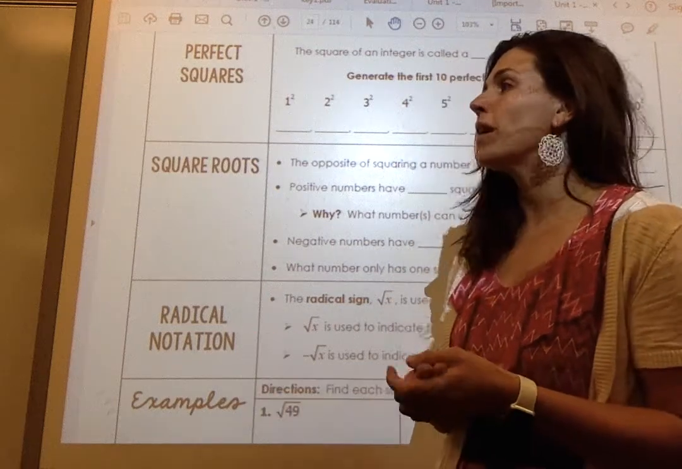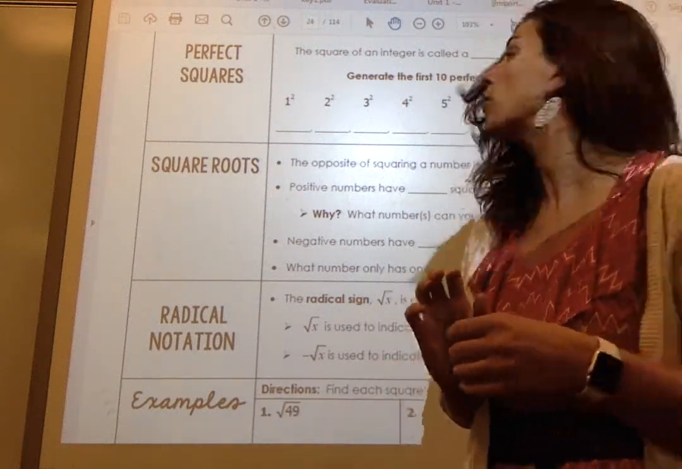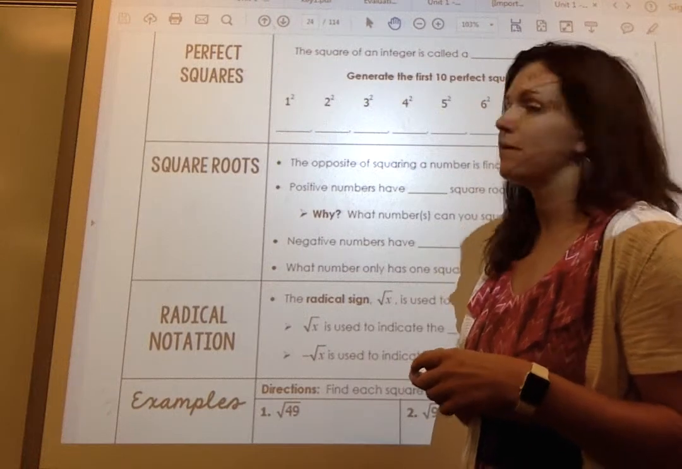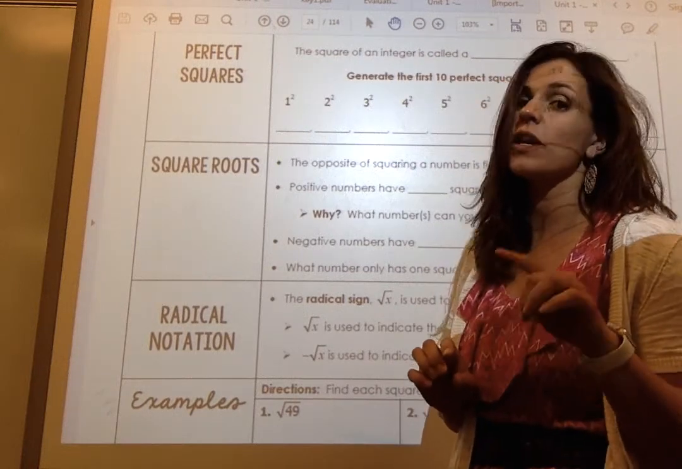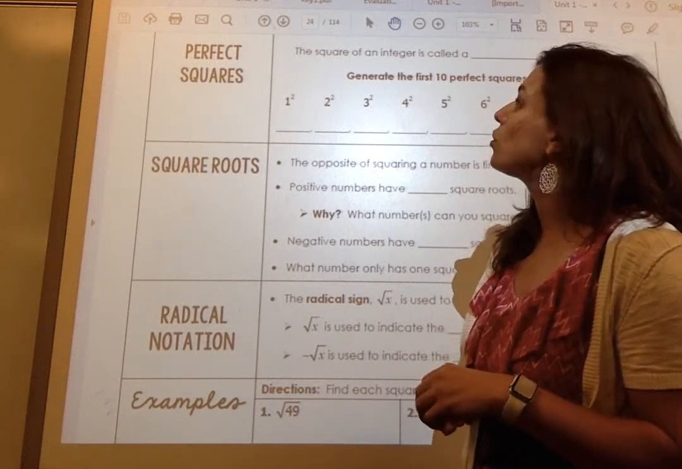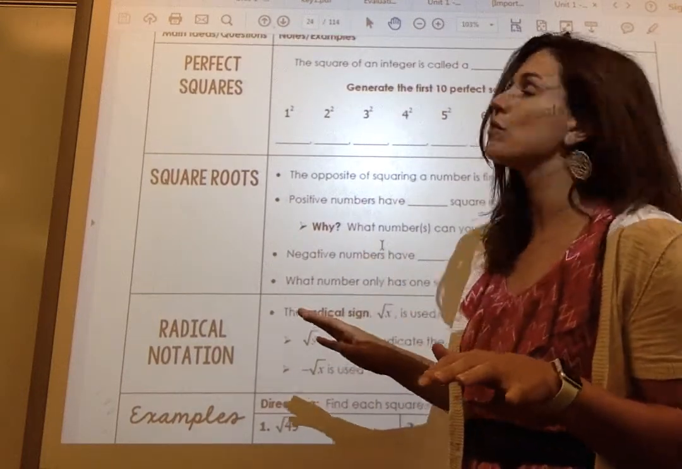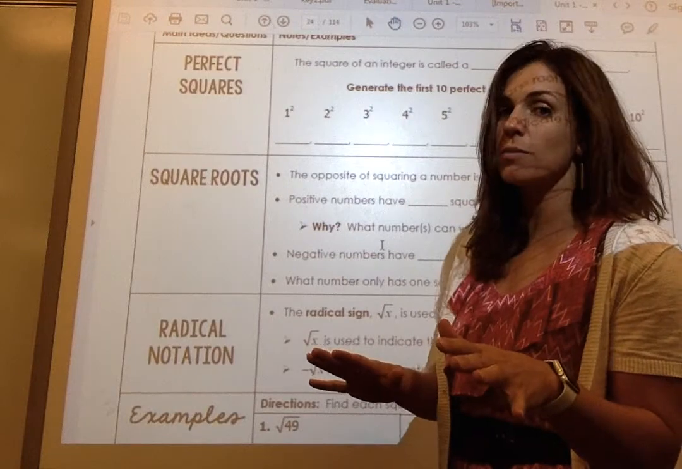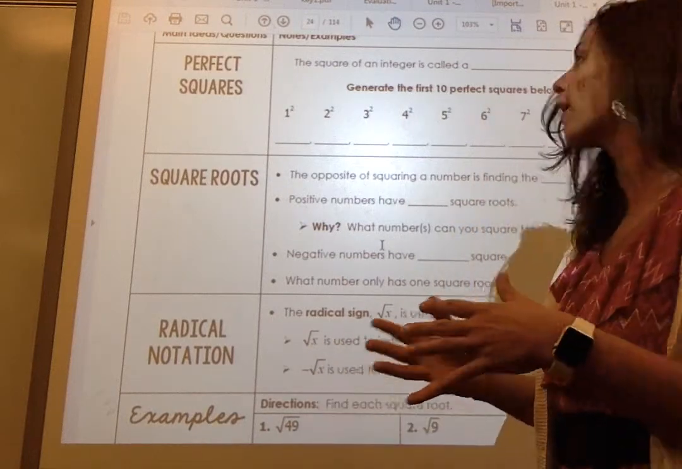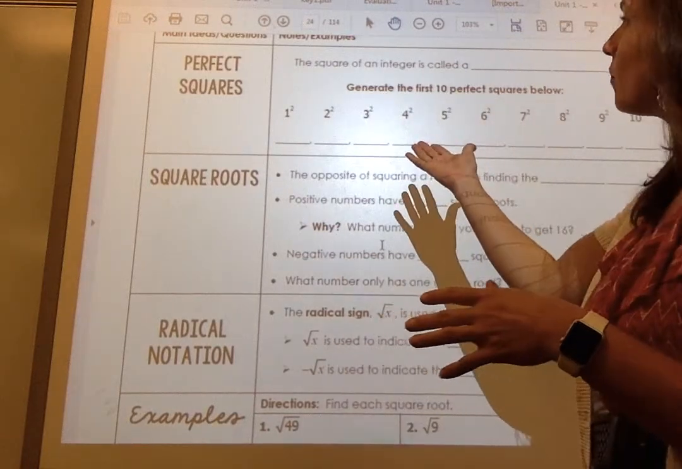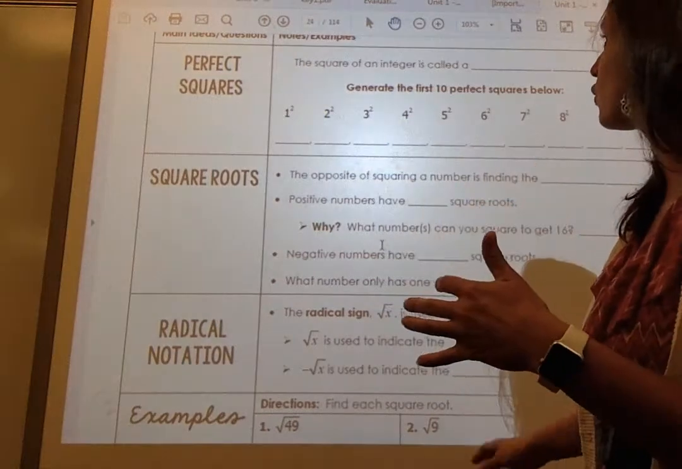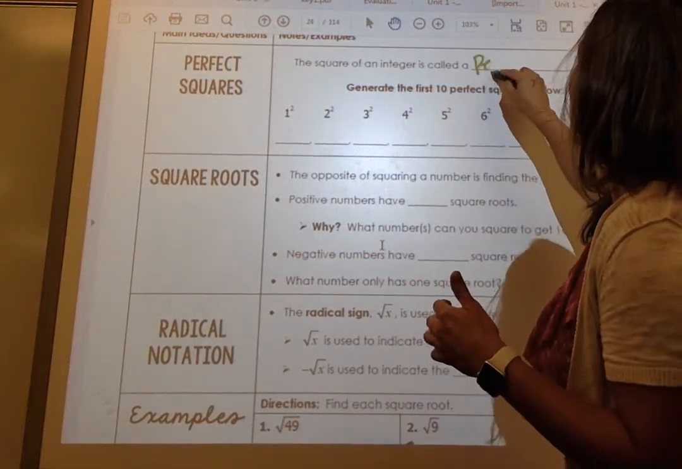All right, guys, we're going to be on page 3 in your notebook, and the title of this is going to be Perfect Squares and Cube Roots. So we're going to start on your notes under Perfect Squares. Everything should be formatted just like we talked about in class, and now we're going to go fill in our notes together. So here, it says the square of an integer is called a perfect square.